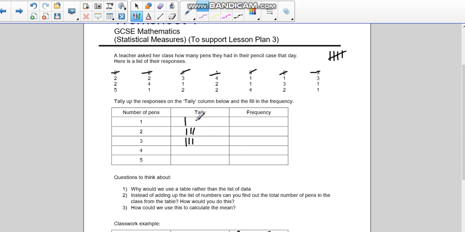So if we had 5 in here, you'd write 5 there. So you're just reading the tally and writing the numbers in here. So press pause. If you've got the worksheet, you write on the worksheet. If not, copy out the table and have a go at that table.